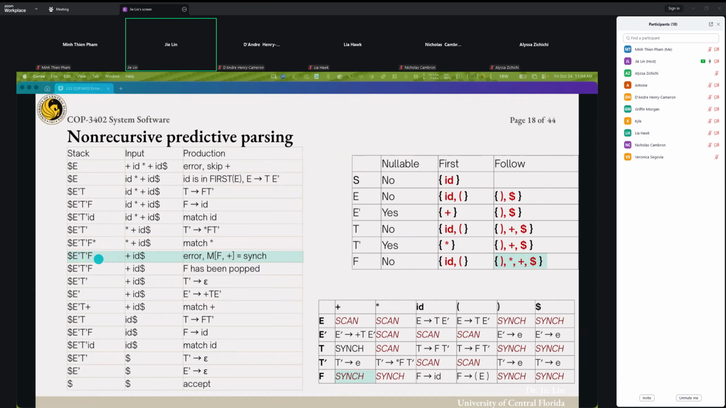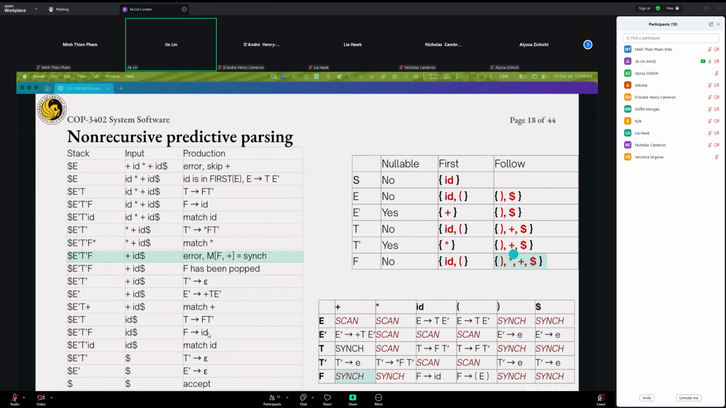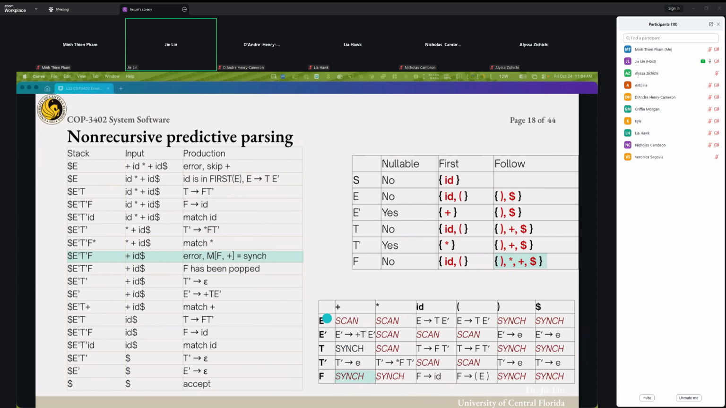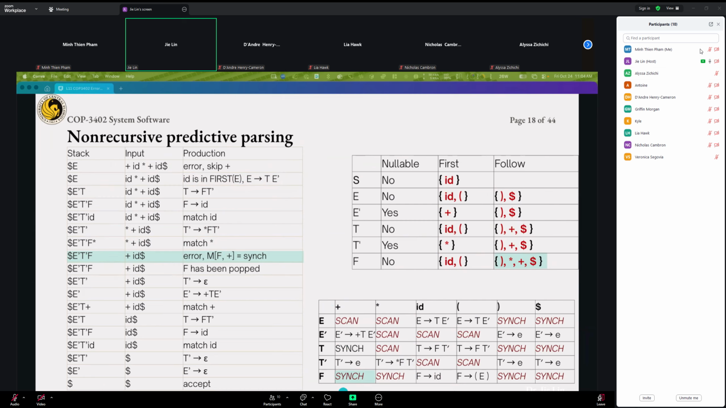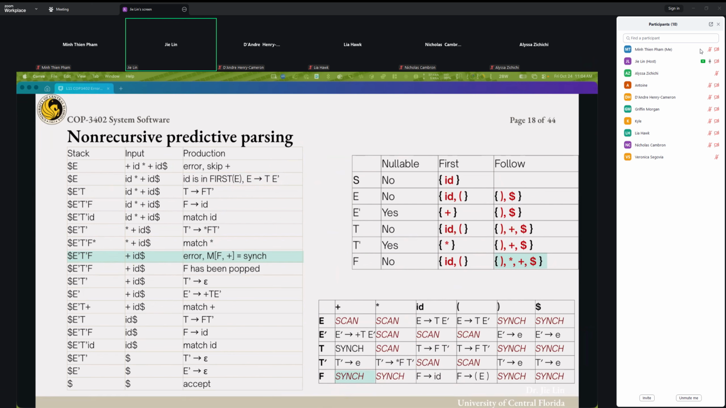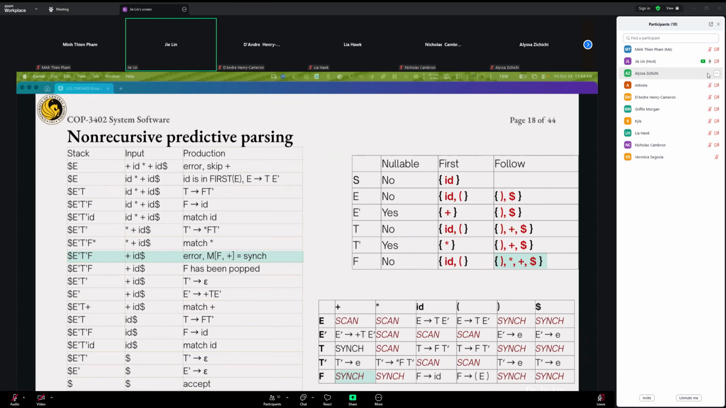Top of the stack is F, and lookahead is the plus symbol. But the plus symbol is in the follow of E. It means there is some error going on. It's not matching our grammar. Something went wrong, so we have to come back to this table. What exactly went wrong? All we see is a sync. A sync error. It means we have to tell the user we cannot have this symbol right here. It is against our grammar.